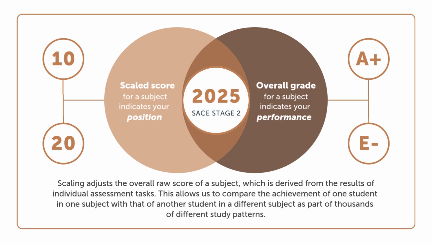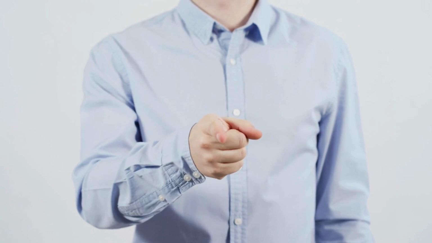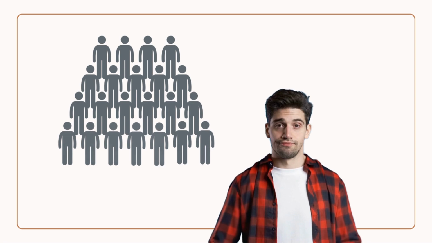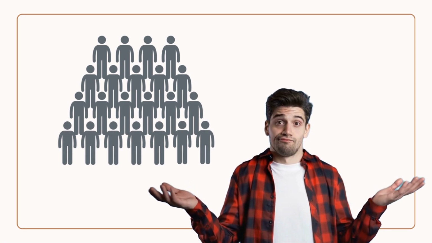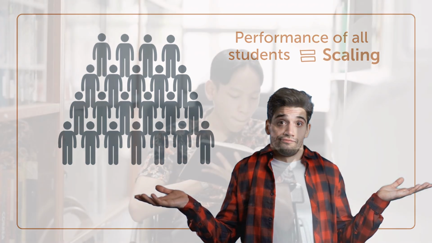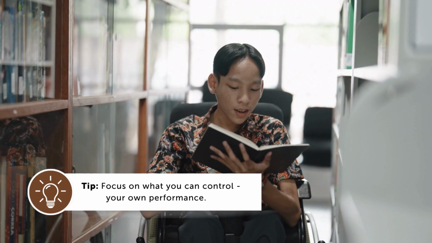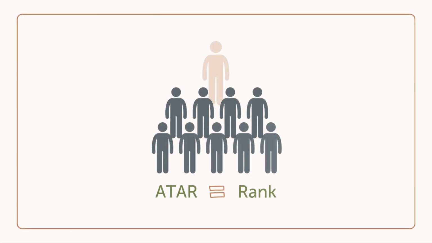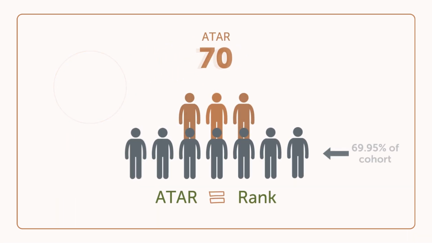Out of these two things, position and performance, there's only one that you can control, and that is your performance. You can't control your position because in order to do that, you'd have to control everyone else's performance. Our best advice is to focus on performing as well as you can in the subjects that you've chosen. We calculate your university aggregate from your scaled scores and then convert that into an ATAR based on population statistics and the performance of the whole Year 12 cohort nationally.